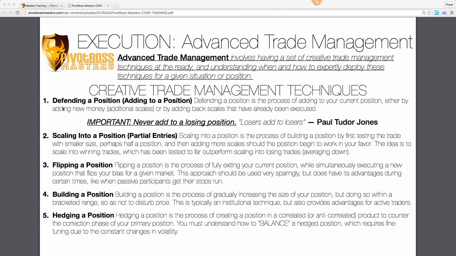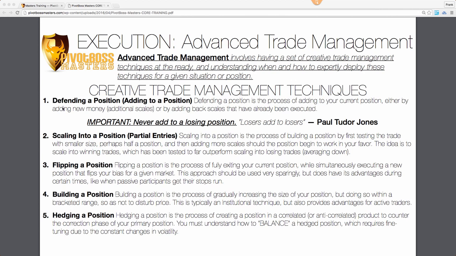Although I don't do it as often, there are times to be able to use it. Flipping a position is basically the process of fully exiting your current position while simultaneously executing a new position that flips your bias for a given market. And this approach should be used very sparingly, because it can be very simple to just hit that button at the top of your dome that says flip position. And then all of a sudden you flipped 40 times in about the last 10 minutes. That's not what you want to do.